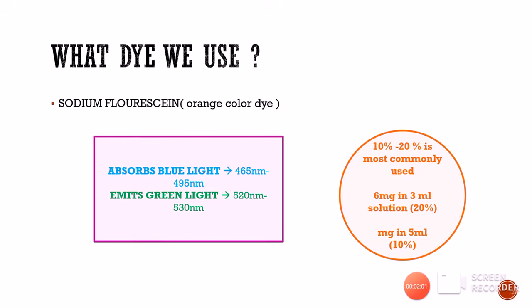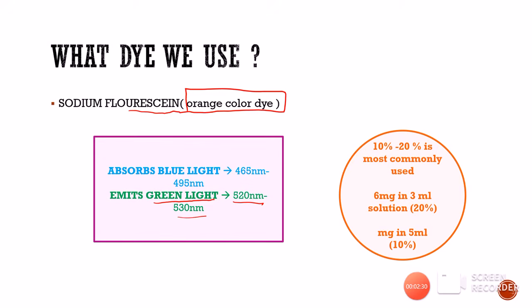So what is the dye that we use in fundus fluorescein angiography? The dye that we use is sodium fluorescein. It is actually an orange-colored dye, and it has the property of fluorescence. It absorbs blue light, which is of lesser wavelength, that is 465 to 495 nanometers, and in response it emits green light, a green fluorescence, of about 520 to 530 nanometers.